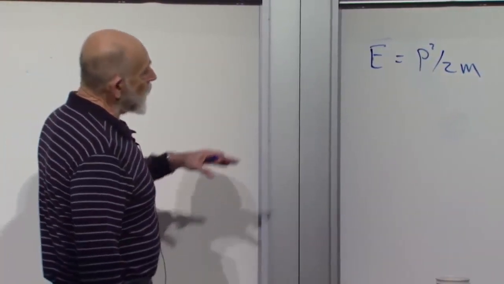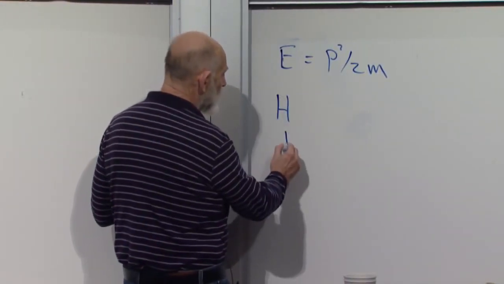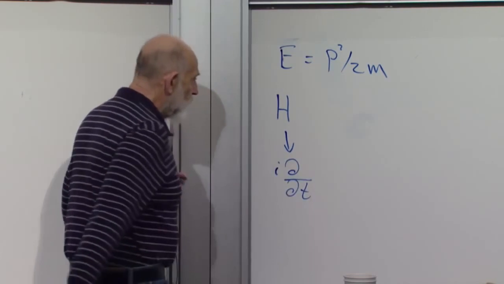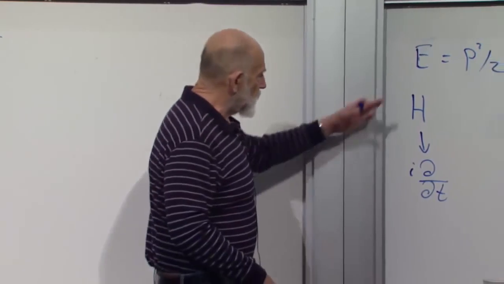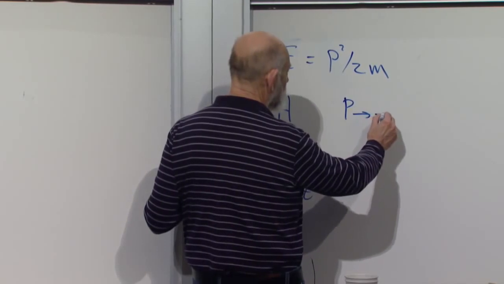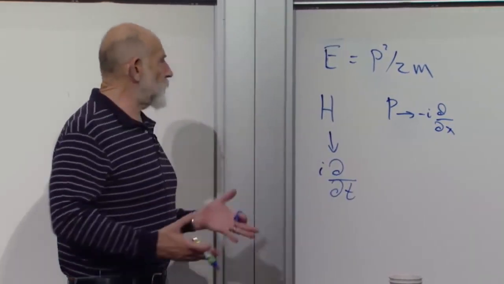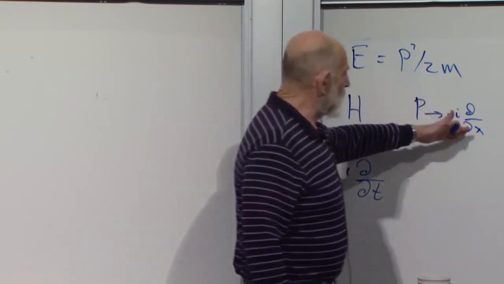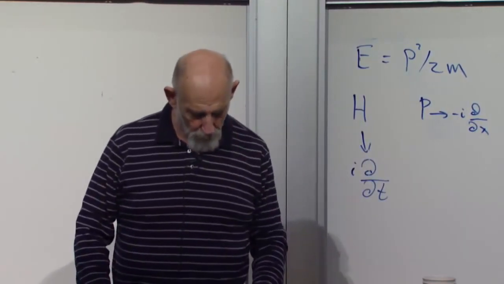And then to go to quantum mechanics, we replace energy by Hamiltonian, which we then replace by i d by dt. In other words, the Hamiltonian is a thing which gives you the time derivative of the wave function. That's on the left side. And on the right side, we replace p by minus i d by dx. And that gives us the Schrodinger equation: i d psi by dt is minus d squared over 2m, second derivative. You know the story. Schrodinger equation.